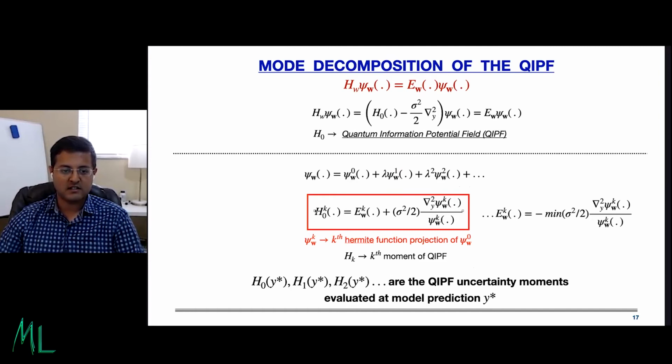So H naught is decomposed into H naught K, that is H naught 0, H naught 1, H naught 2. Each of these are the QIPF uncertainty moments that are evaluated at any particular model prediction Y naught, Y star. So for our case, for approximating this power series, we simply use the IPF as our initial solution, and then we project this IPF into orthogonal Hermite polynomial spaces. And that basically gives you the various moments of the QIPF, and these moments act as the uncertainty moments that you want for the model.